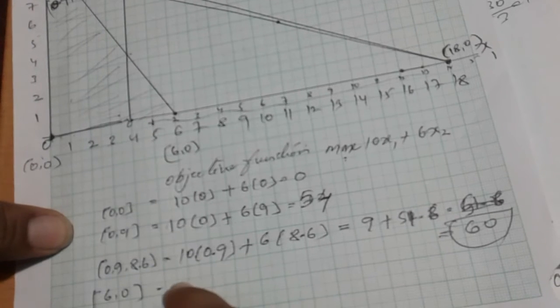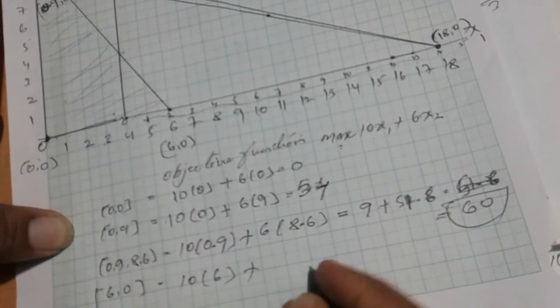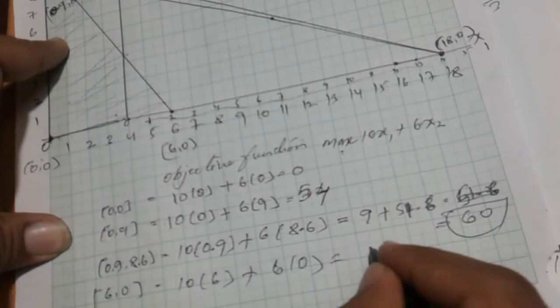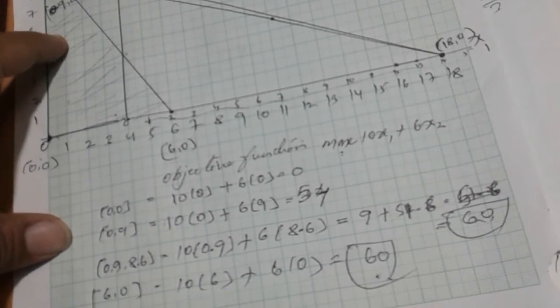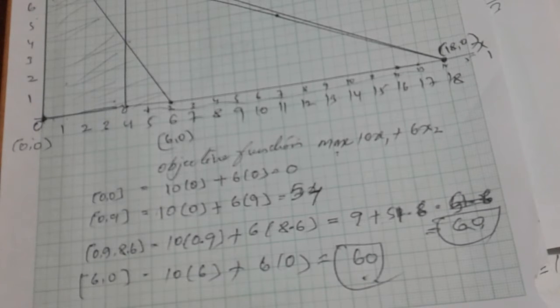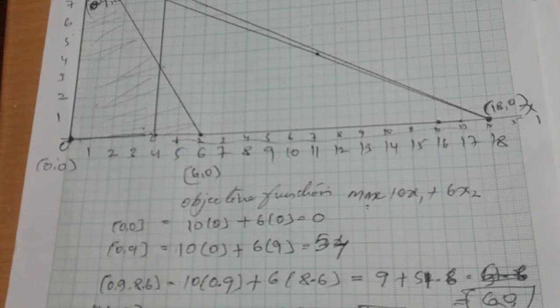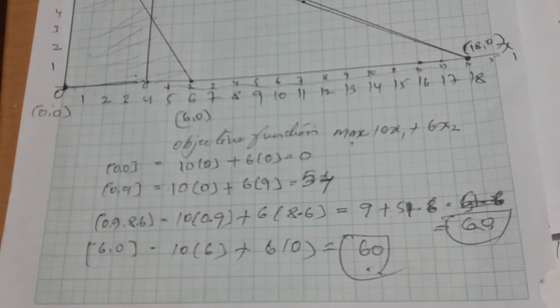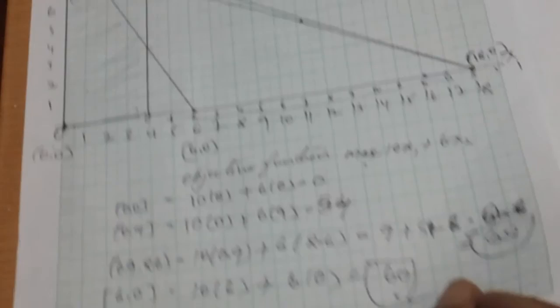Okay, here 10 times 6 plus 6 times 0, so we get 60. So both we are getting 60 and 60, so we are getting multiple optimum solutions. Therefore the max value of z is obtained at both of these points. This is an example of multiple optimum solutions, where we can get two answers or three answers like this, but mostly we'll get only two answers. This is the way we can solve the graphical problem.